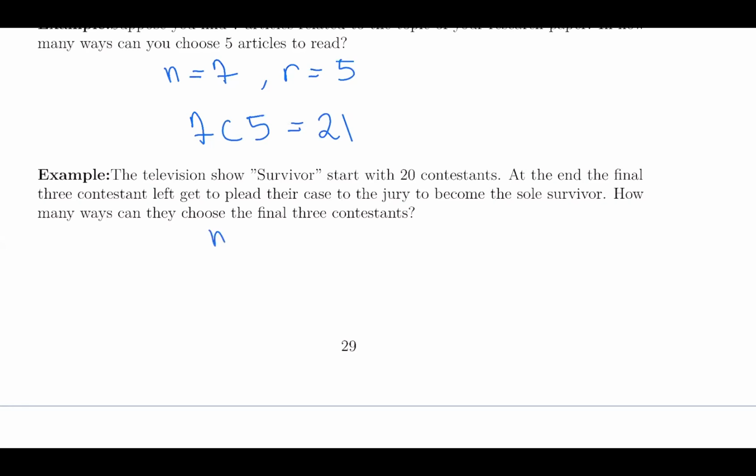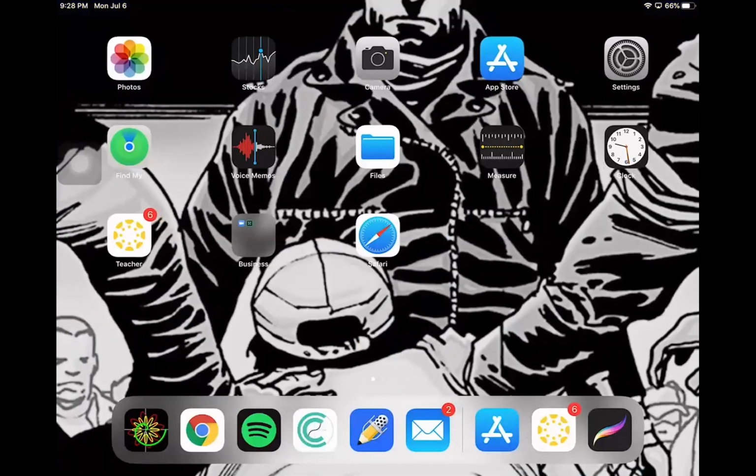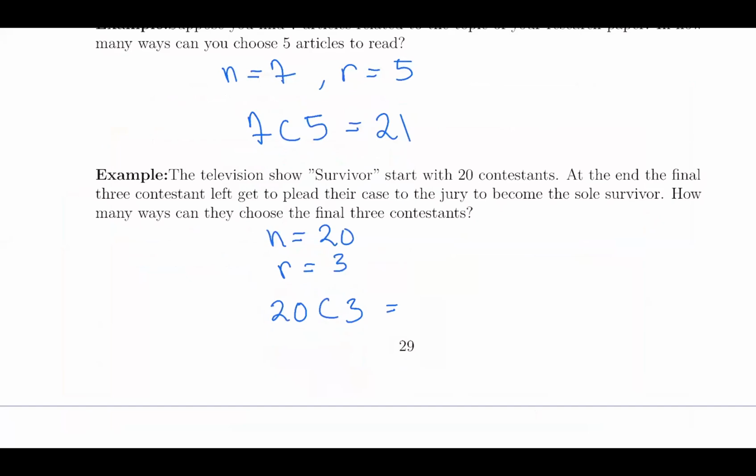So for this one, what would be my N? 20. What would be your R? 3. So this will be 20C3. Let's go ahead and do this. 20C3. We could go second, enter, 20. Cool. So you got 1140.